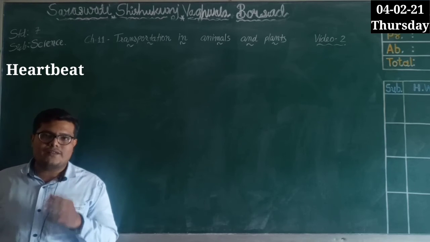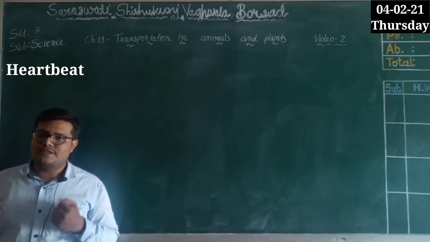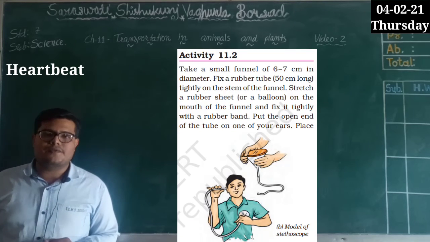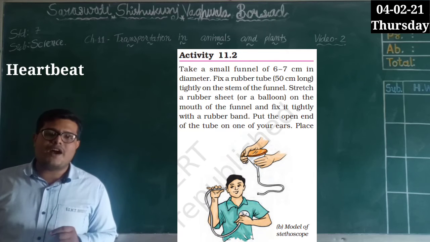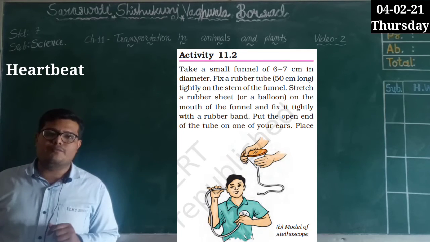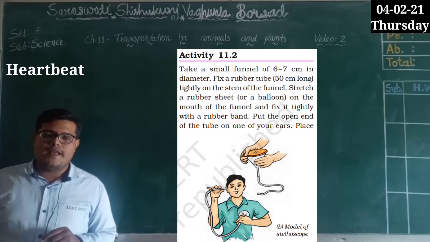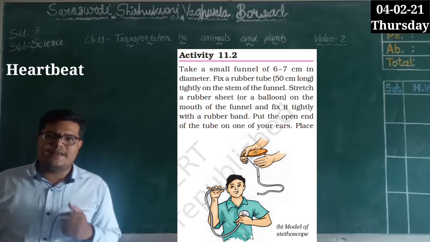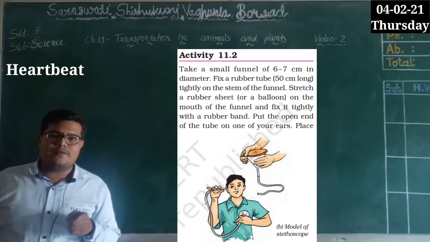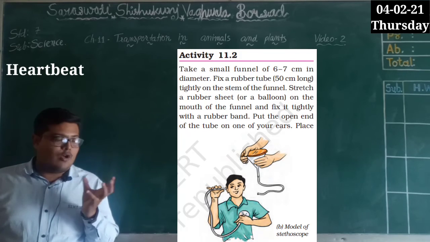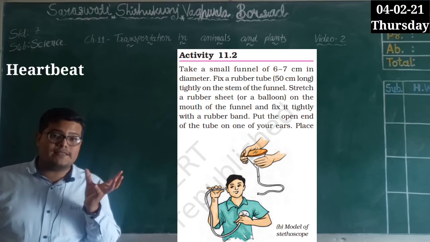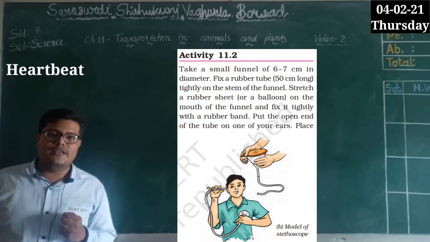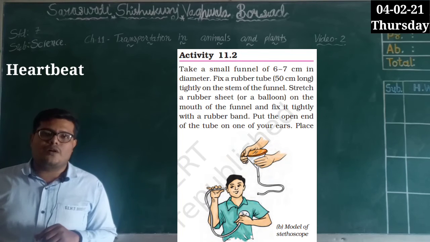You can also make a stethoscope-like structure using the activity given in your textbook. So let's see how we can make it. Take a plastic funnel. At the narrow end of that funnel, insert a rubber tube, which is easily available in the market. Now take a balloon, any small one, and cut it. Use that piece to cover the broad side of the funnel and fix it with a rubber band. Now your small stethoscope is ready.